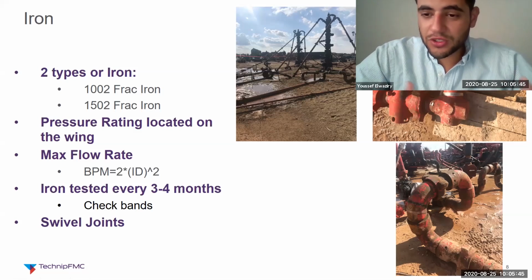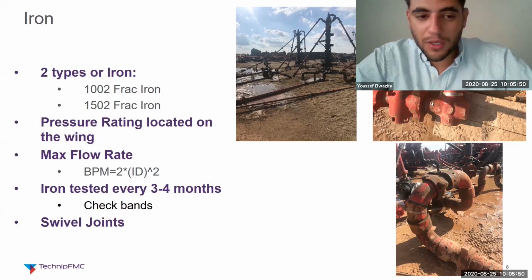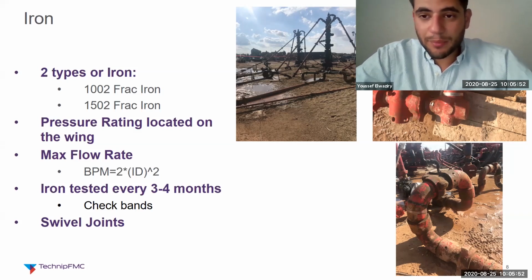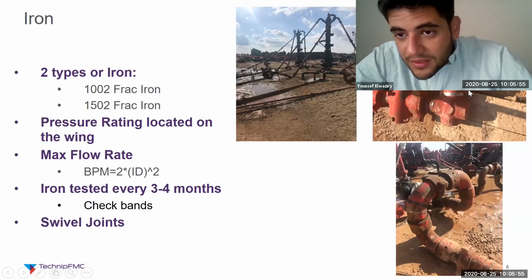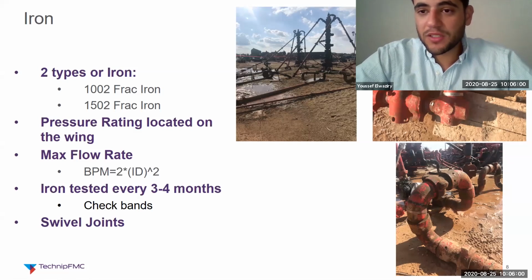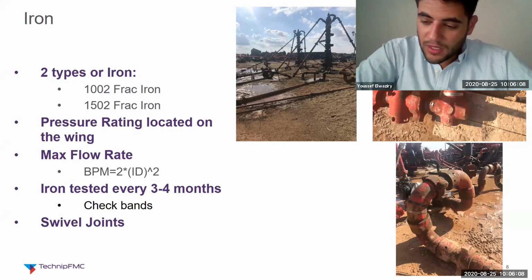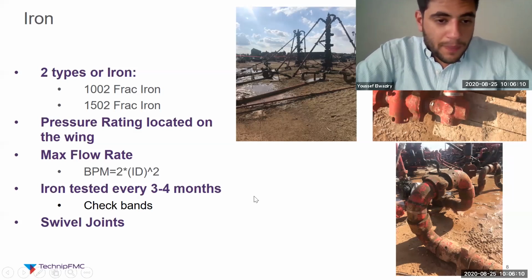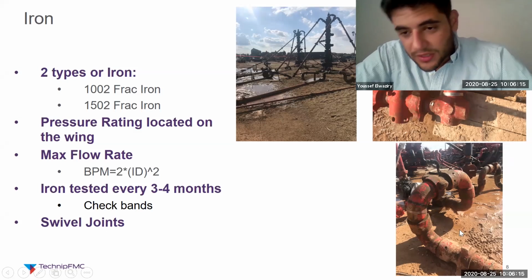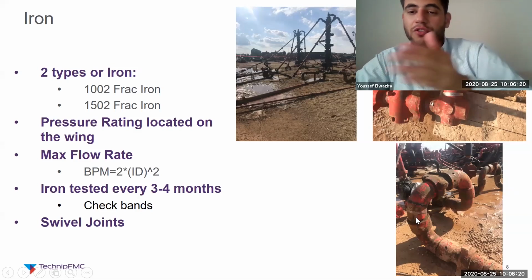This iron is regularly tested, every 3 to 4 months. Some companies do it more often, some companies do it less often. And there's a band, you see this band, that basically tells you when was the last time the iron was tested and when it's supposed to be tested next. And here are the swivel joints. The swivel joints are these. They're called swivel or Chiksan, and they're used to change the direction of the flow.